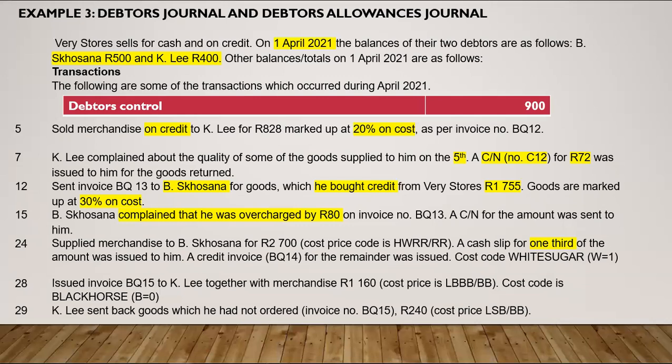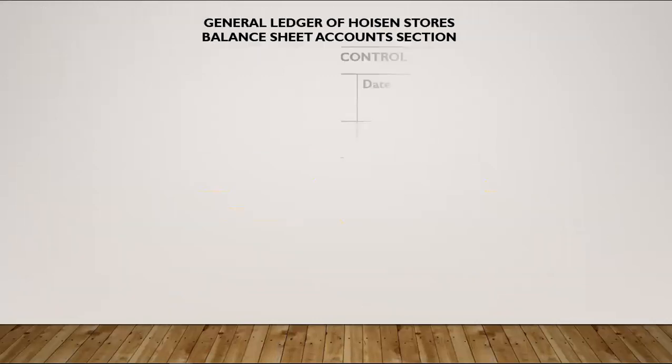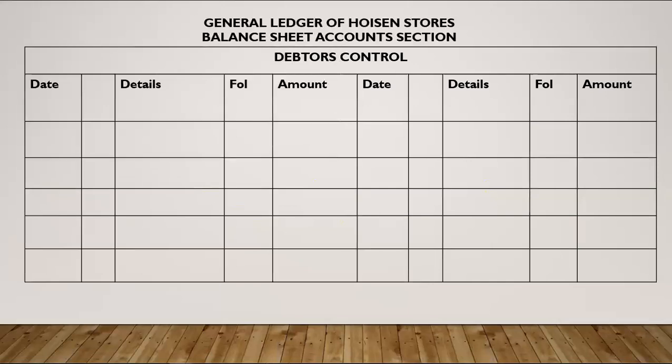So quickly take it to your general ledger under debtors control. So you will add the two balances, okay? So what is 500 plus 400? It will give you 900, which will be the balance at the beginning of the month, and that is 900.